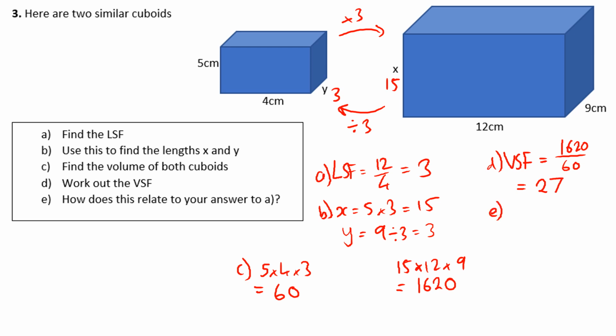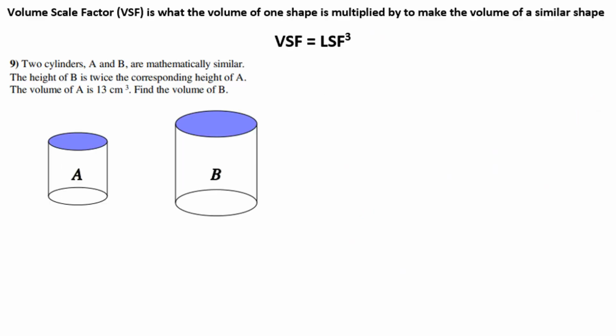Now, how does this relate to your answer to A? How does this relate to 3? How do you get from 3 to 27? Well, you don't square it, because that would give us 9. But if you times it by 3 again, i.e. if you cube it, you get the VSF. And this is our final sort of note, I suppose, that the volume scale factor is equal to the length scale factor cubed.